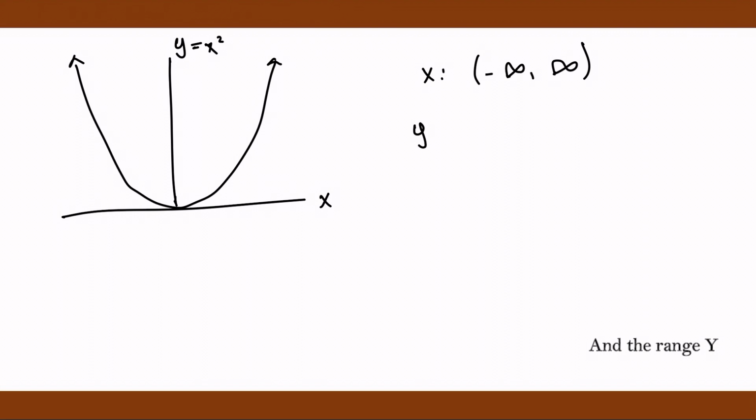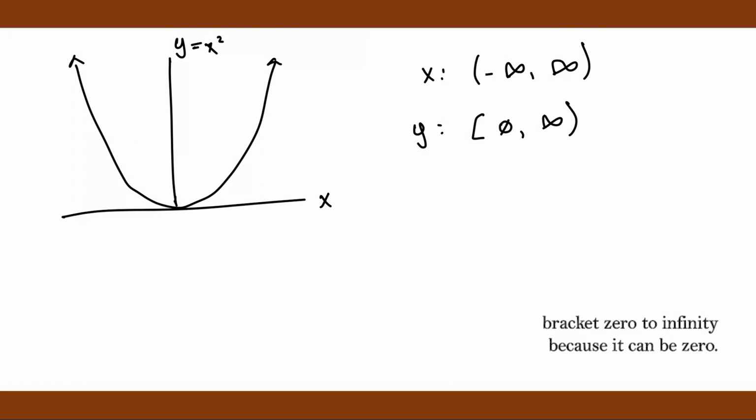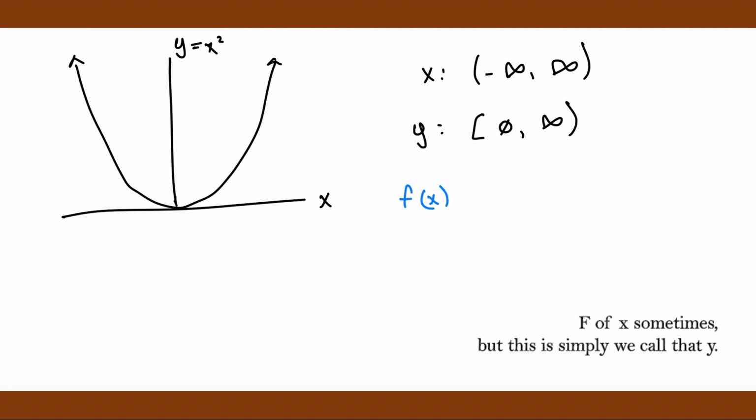And the range, y, is bracket 0 to infinity. Because it can be 0, that's what this little bracket means, including this value 0, but infinity always has a parenthesis, okay? Domain is x, the range is y. And we talk about f of x sometimes, but this is simply what we call y. So don't get confused by that.